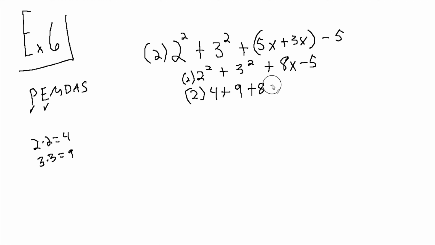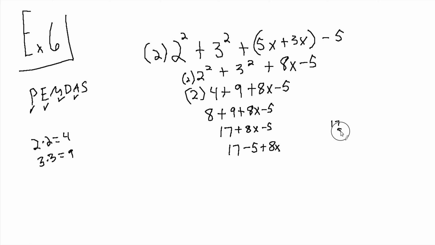Now you can rewrite this as 2 times 4 plus 9 plus 8x minus 5. Do the multiplication. 2 times 4 is 8. Now you just bring everything else down. Now you can do the addition. 8 plus 9 is 17. Bring everything else down. Now you have 17 minus 5 plus 8x. Do your regular subtraction. You get 12 plus 8x. And that's your answer.